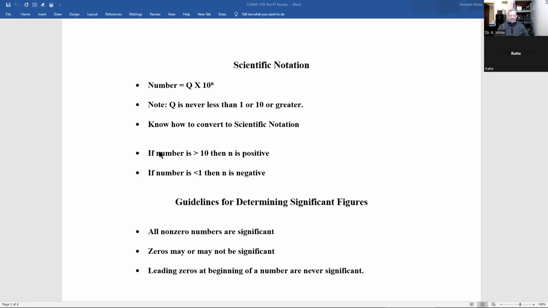Now, remember, if the number is greater than 10, then n up here is positive. If the number is less than 1, n is negative. And remember, you move the decimal to the right of the first non-zero number, whichever direction you're going. And the number of moves is what n is.